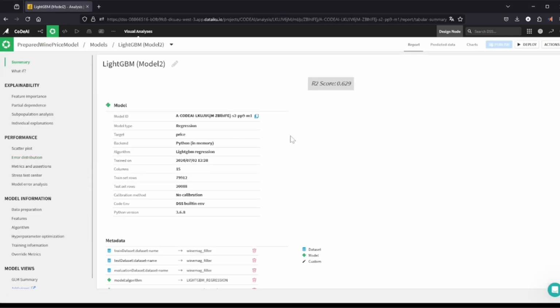Clicking on the model gives us an overview of what's been done. We trained a regression model, with the target variable being the price of the wine. We also see that the model's R-squared score is 0.629, meaning it explains around 63% of the variance in the data. To get a clearer picture on the performance of the model, let's look into the scatter plot.